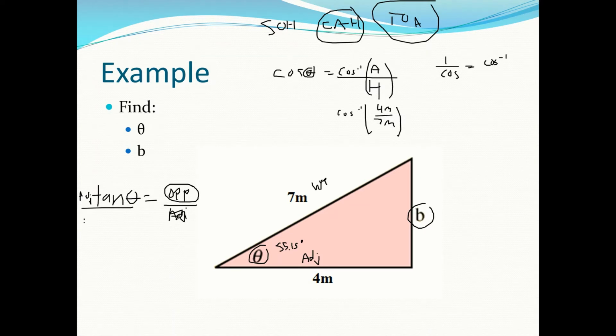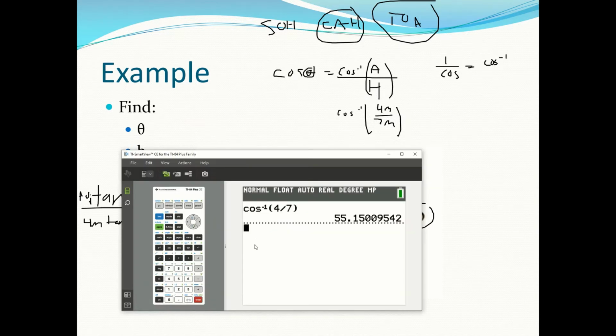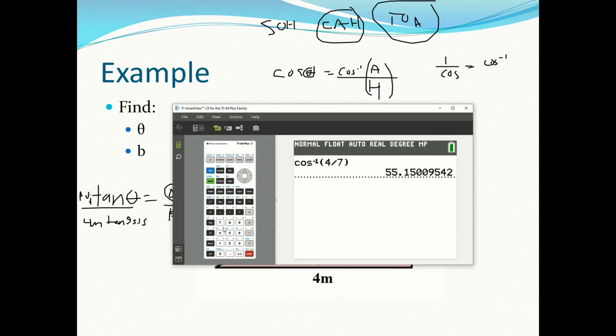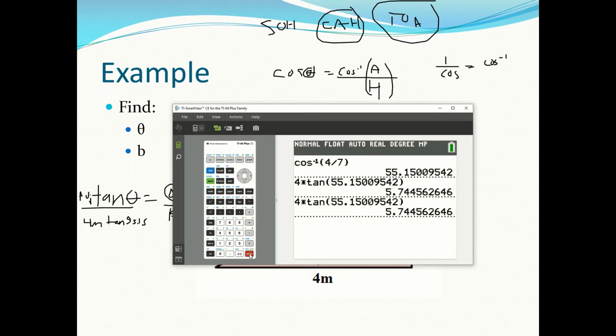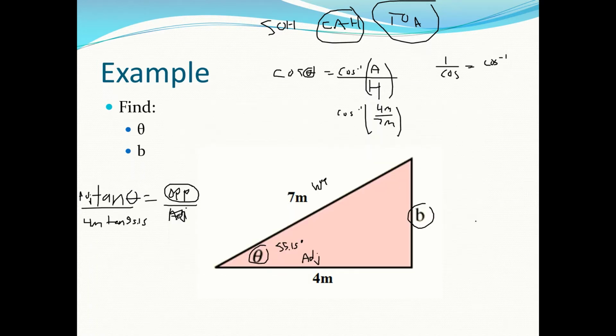And we want to find the opposite side, so we rearrange by moving adjacent up there. So I go adjacent, which is 4 meters, tan of my angle, which is 55.15, and that's how I'd find my opposite side. So I type that into my calculator. So I would go 4 times tan of my answer from before, and I can find my other side, which is 5.74. So this is 5.74 meters.